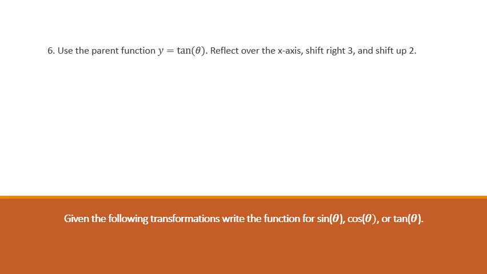All right, let's do one with tangent. Reflect over the x-axis, right 3, up 2. So reflect over the x-axis, right 3. If we want to go right 3, that's going to be a minus 3. And then up 2. Okay?